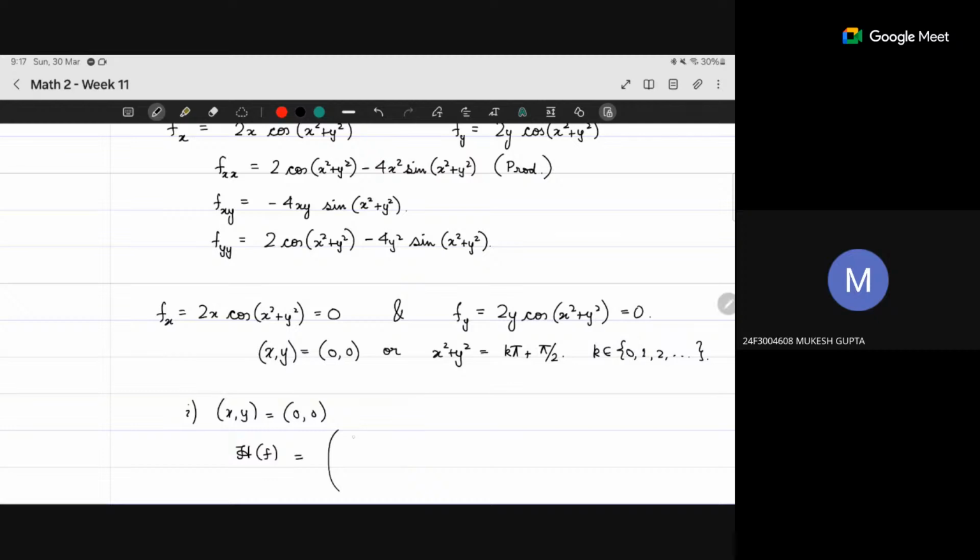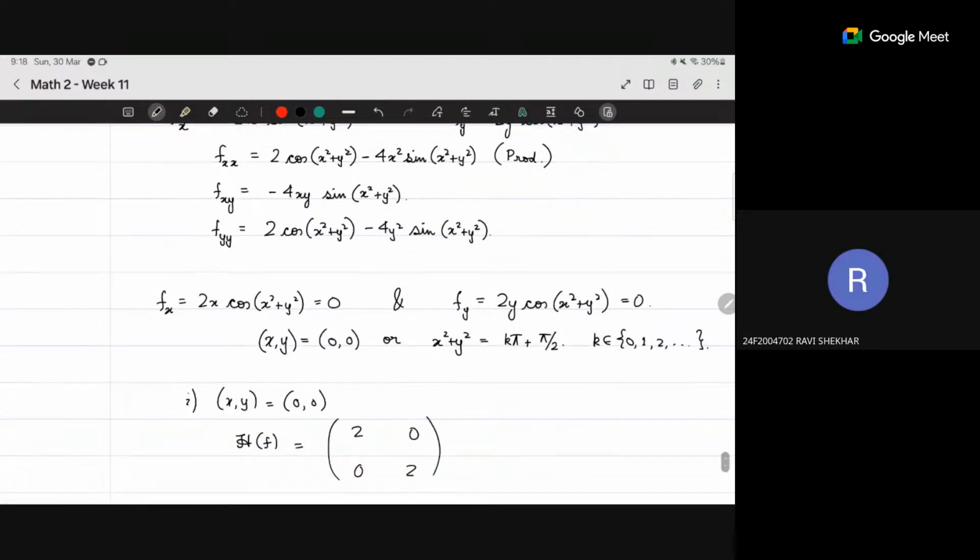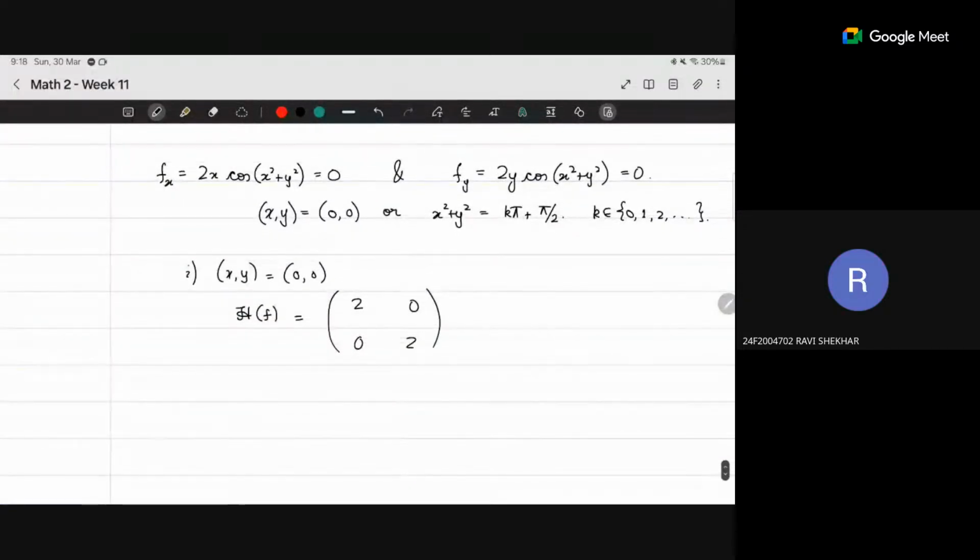2 cos of x square plus y square. First one is 2. Second is 0. 2 again. So this is again 2, right? So what does the Hessian test say? Minimum. So this is a minimum.